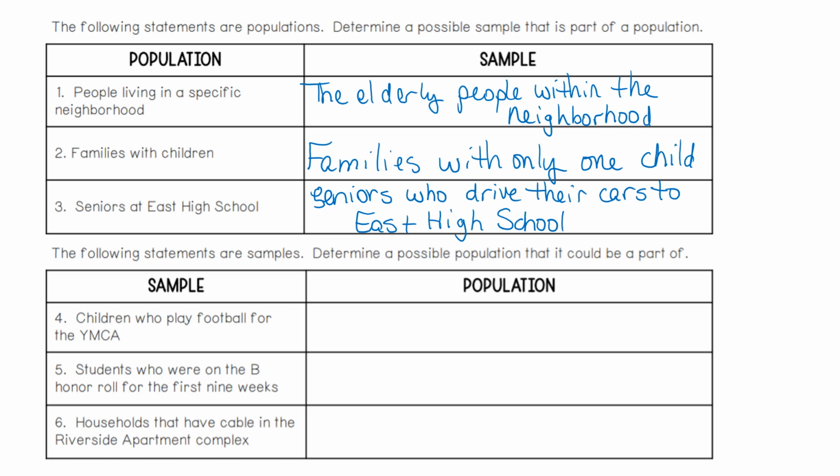The next one, the following statements are samples. Determine a possible population that it could be a part of. Again, there's a variety of answers these could be. So for number 4, children who play football for the YMCA is the sample. The population could be people who participate in YMCA programs.